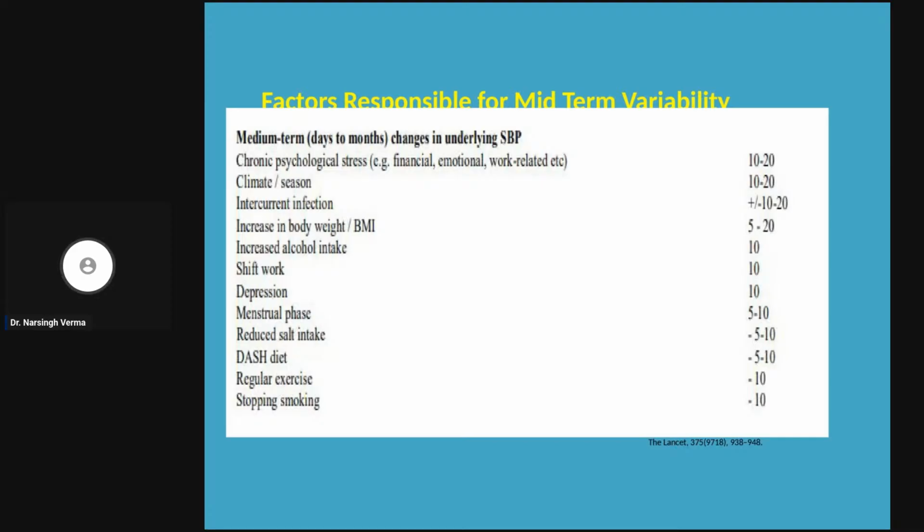Increased body weight will have a change in the tune of 5 to 20 millimeter of mercury, and increased alcohol intake again in the tune of 10 millimeter of mercury, similarly shift work and depression. And different menstruation phases can have an impact on the blood pressure, and reduced salt intake can decrease blood pressure in the tune of 5 to 10 millimeter of mercury. The DASH diet has shown again the same tune, and regular exercise can decrease blood pressure in the tune of 10 millimeter of mercury.